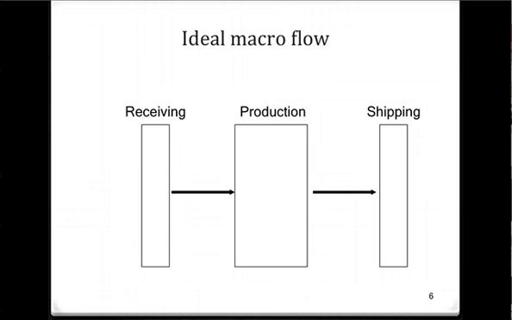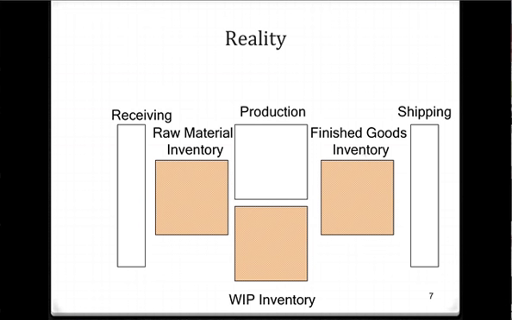So in the ideal world, we have a flow coming from receiving. By receiving, we mean material that's coming into our manufacturing system. So this would represent some type of storage area. We go into our production area, and then finally we leave with our product and go to the finished goods area or shipping. So in a perfect world, that would work well.